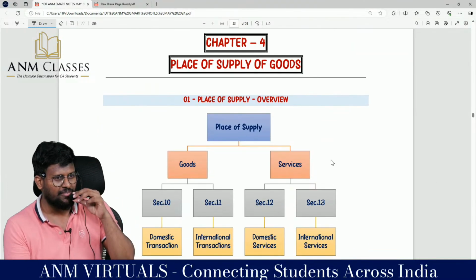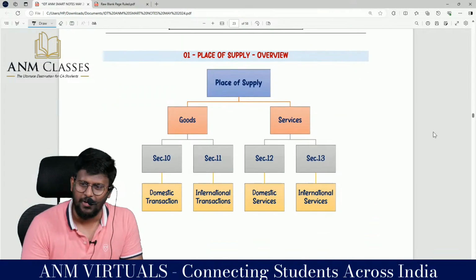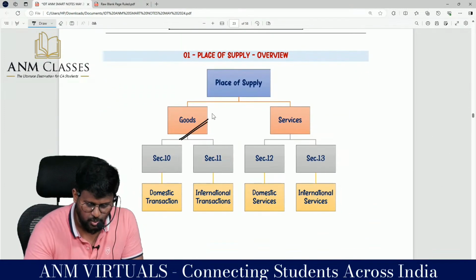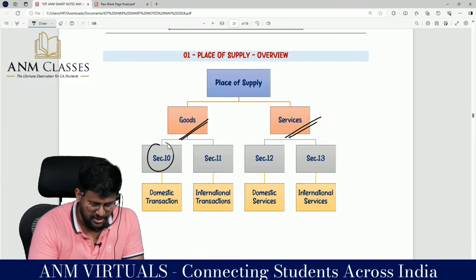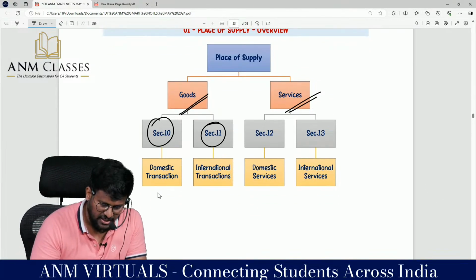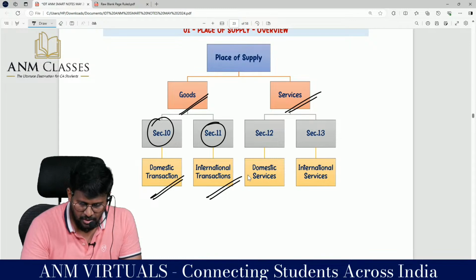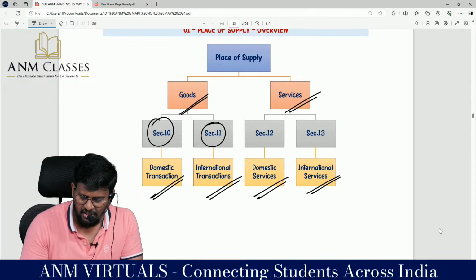I am coming to place of supply. Place of supply is classified in how many categories? Goods and services. Goods are classified in how many categories? Section 10, section 11. Correct? Section 10 is domestic transaction of goods. Section 11 is import and export of goods. Section 12 is domestic services. Section 13 is import and export of services.